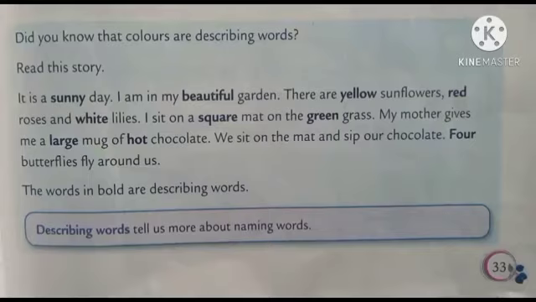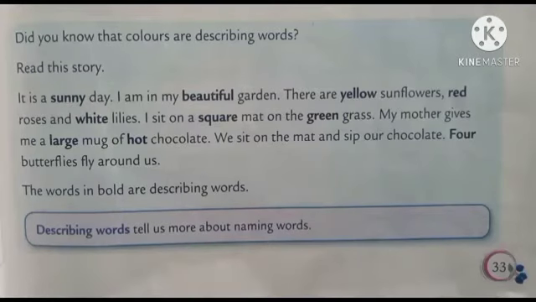Okay, children. Next, there are yellow sunflowers. What kind of sunflowers, children? Yellow sunflowers. So, the word yellow is telling us something more about the sunflowers. See further, red roses. Now, roses is a noun. What kind of roses, children? Red roses. So, red is describing the roses. This word red is telling us something more about roses.